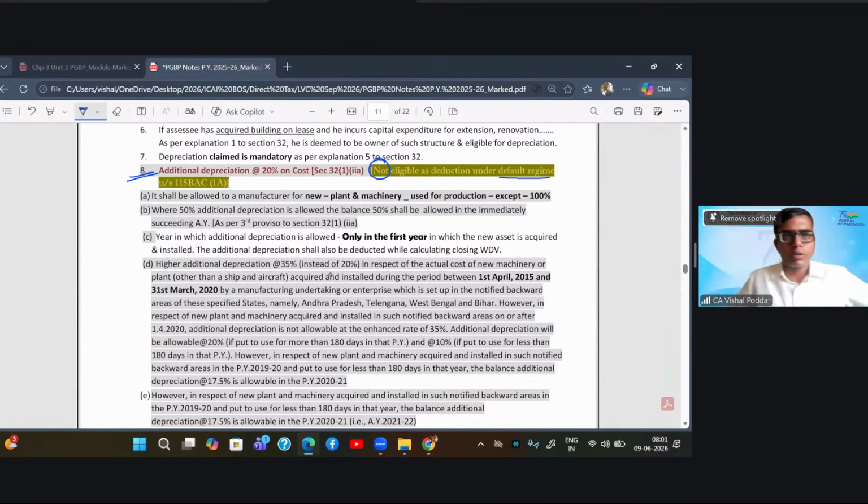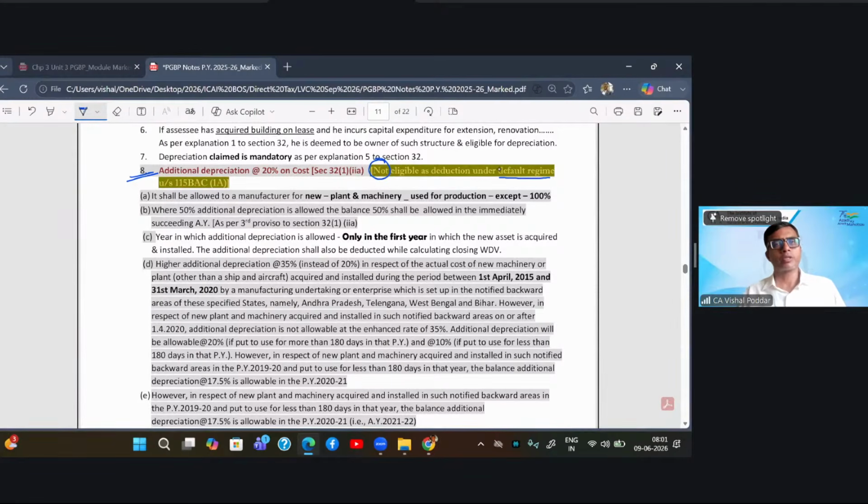So now students, this is your third point of difference between the old scheme and the new scheme as far as PGBP is concerned. First is old scheme allows you deduction of scientific research where payment is made to outsider. New scheme does not allow. Second difference is 35 AD deduction. Old scheme allows, new scheme does not allow. And third, old scheme allows additional depreciation also. So besides regular, it also says claim one more depreciation. So claim two depreciations, the regular, additional. New scheme says, sorry, you can only claim normal depreciation. So additional depreciation is not allowed in the new scheme.